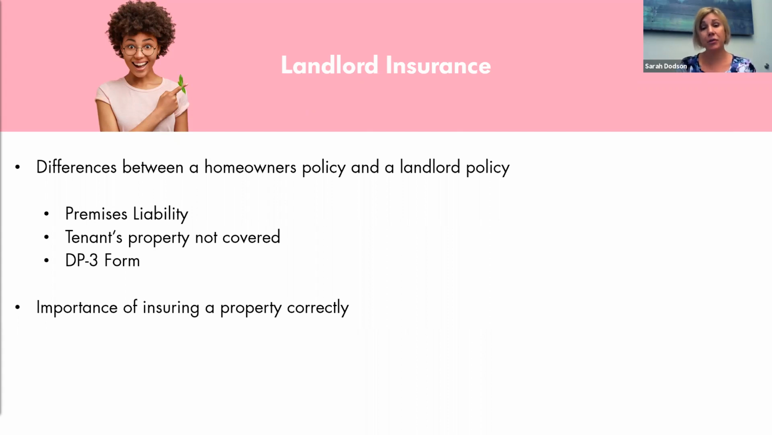And as far as the DP3 form, that's how landlord insurance is written. Like I said a moment ago, the condo association is written as an HO6. A DP3 is considered a landlord policy, and it's important to insure this rental property correctly by writing it on a DP3 and not a regular homeowner's insurance policy. Again, because any type of claim that is filed, if it is written incorrectly, could be denied, and the policy could be canceled or non-renewed, just like before.